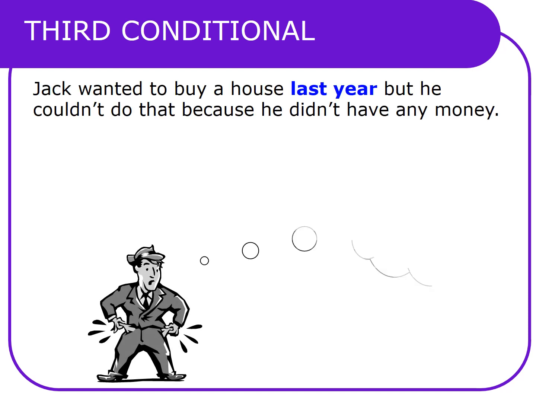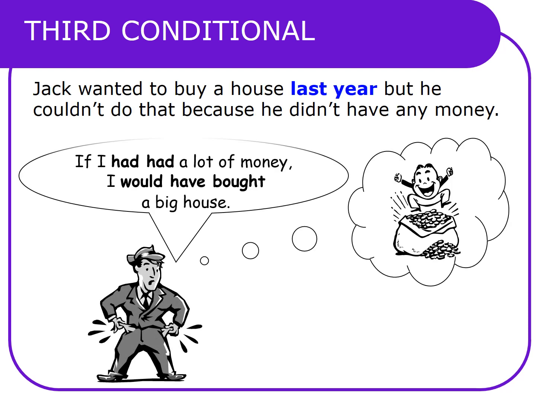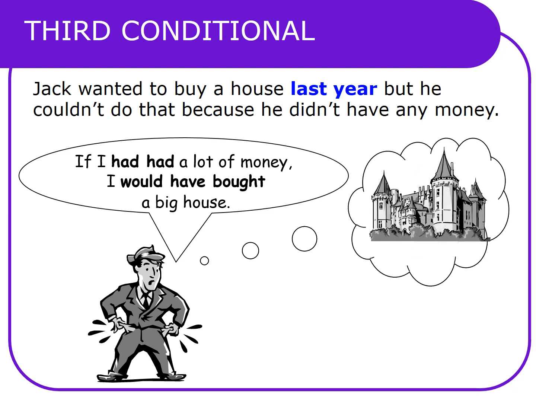Let's look at this one. Jack wanted to buy a house last year, but he couldn't do that because he didn't have any money. So if I had (past perfect: had plus past participle) a lot of money, I would have bought a big house.